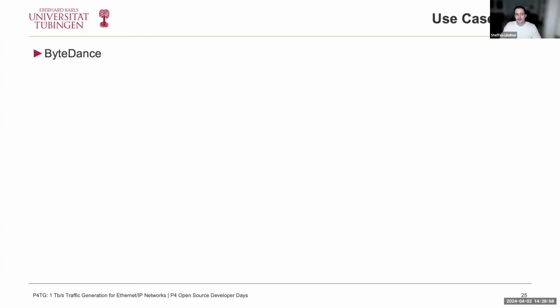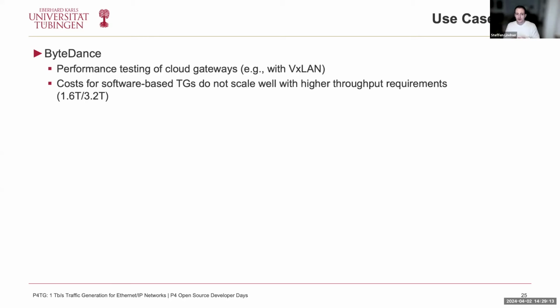And a last use case is from a company, ByteDance. ByteDance currently uses P4TG for a proof of concept for their performance testing of cloud gateways, for example, with the VXLAN capabilities. They use P4TG because the costs for software-based traffic generators do not scale that well when you go to higher throughput requirements like 1.6 or even 3.2 terabits per second. Then you need many servers with many NICs, and that's quite costly to generate this amount of traffic. In comparison, an Intel Tofino is cheaper and gives you up to 1 terabit per second out of the box. So this is some kind of cost optimization here.